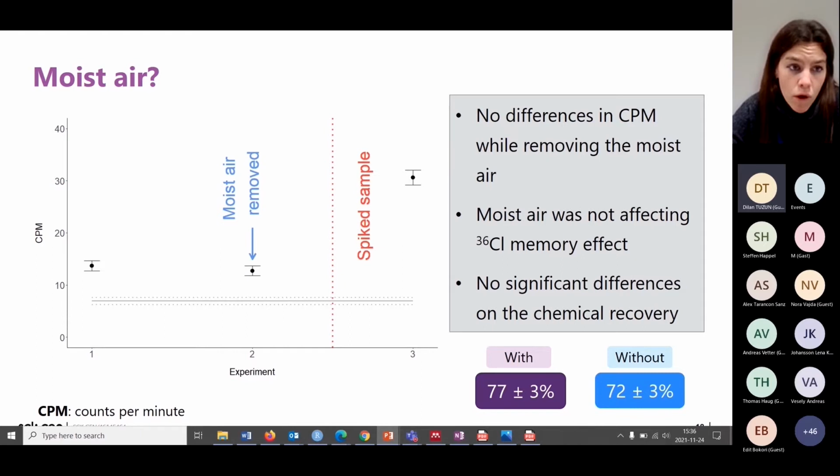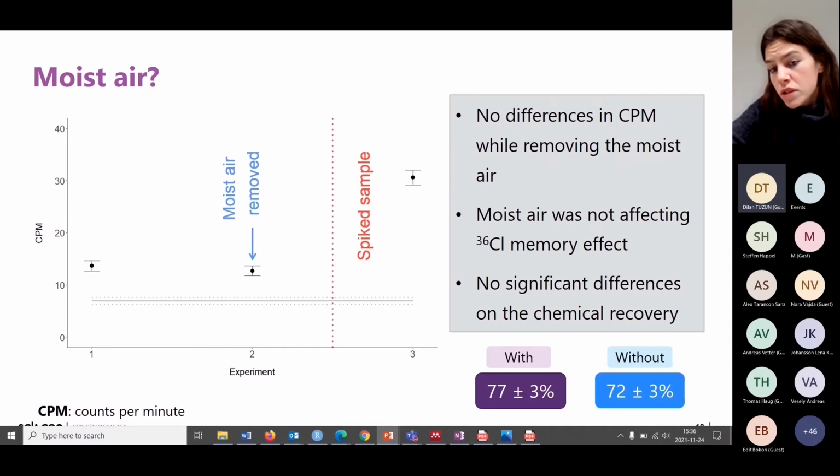We proceeded in the same way with the moisture. Once we saw contamination, we removed the moisturizer, which in our case was water, from the setup, and we saw that the contamination was neither increasing nor decreasing. That's why we spiked a sample, and we saw that the contamination was increasing.